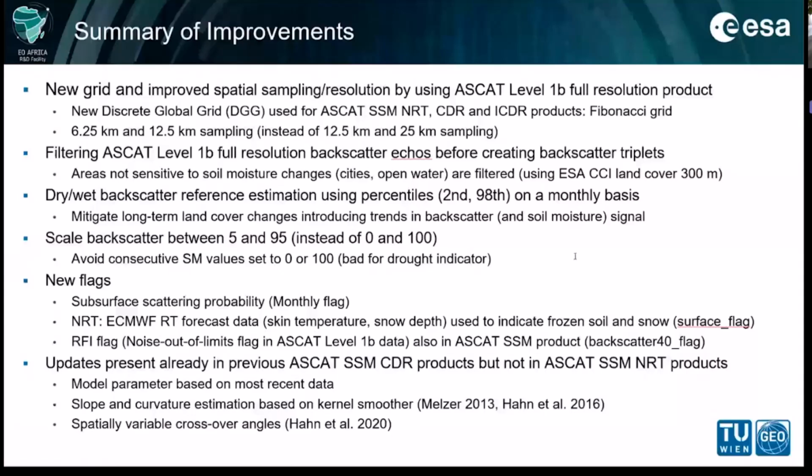This slide included all the updates that we have done to the product. I'm not going to go through it, but I will share the slides after this presentation, and then you can see a summary of all these changes that are coming. I only want to focus on two aspects that have been very challenging to find out, and that have a big impact on how you interpret the data, particularly over Africa, and particularly for the case of drought monitoring.